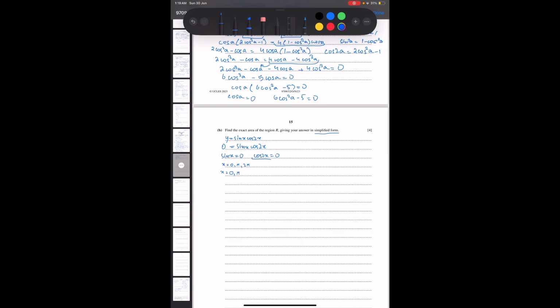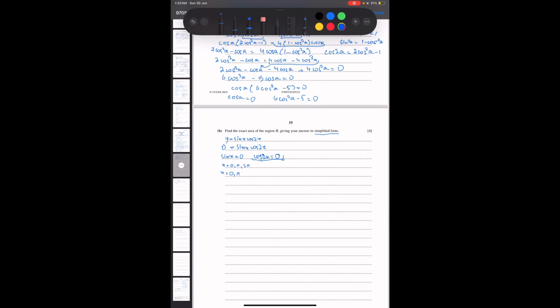Now over here, cos 2x is equal to 0. Now to solve this, don't just go that 2x is equal to cos inverse of 0 and then you say that 2x is equal to half pi and then you solve it. No, this is the wrong way, because when we do it this way, one solution will be missing.